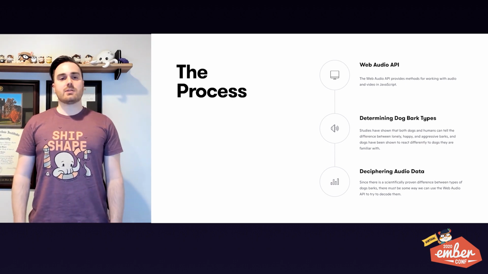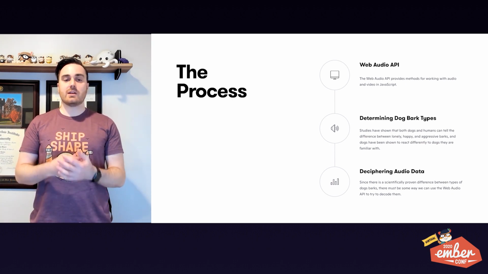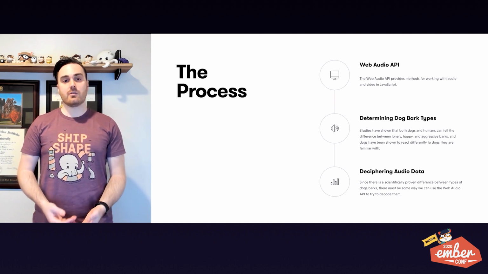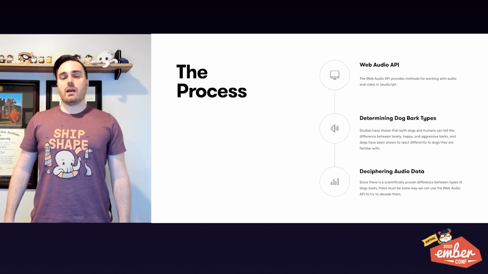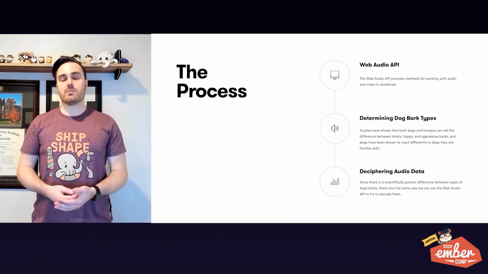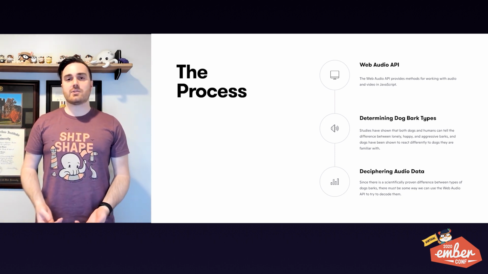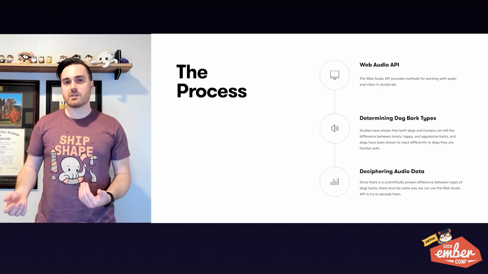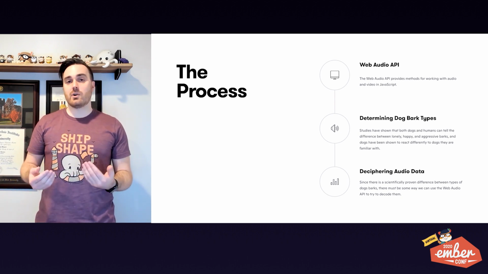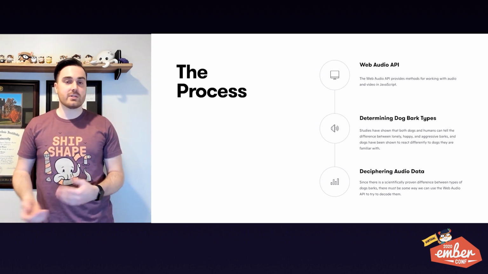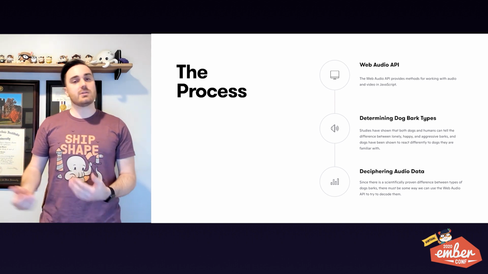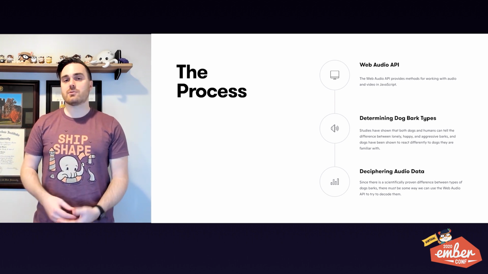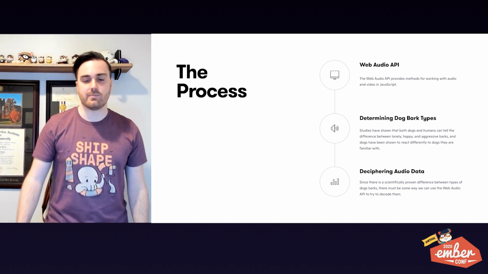So the process was to first investigate Web Audio API, which is an API for working with audio and video in JavaScript. And then determine different dog bark types. And studies have shown that both dogs and humans can tell the difference between several different bark types, and even different ones from dogs they know and are familiar with versus others. So there's definitely something to these barks that is in the data that we could get out and decipher to try to determine what the different meanings are.